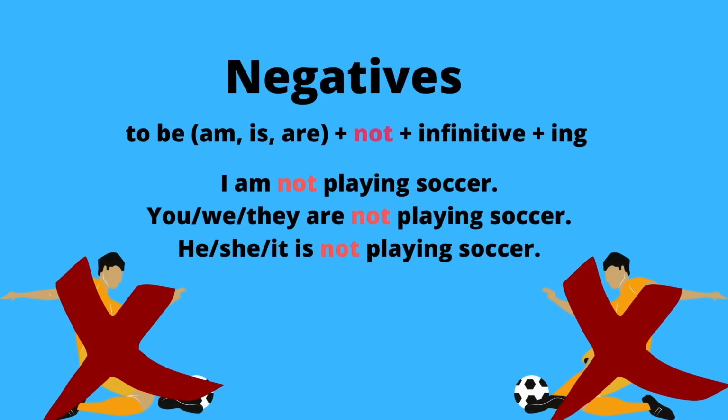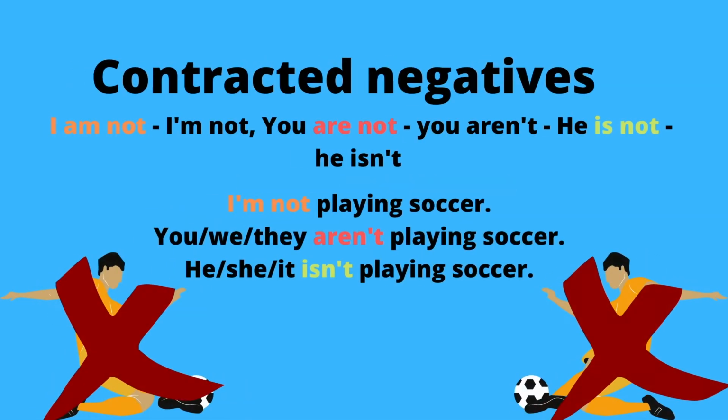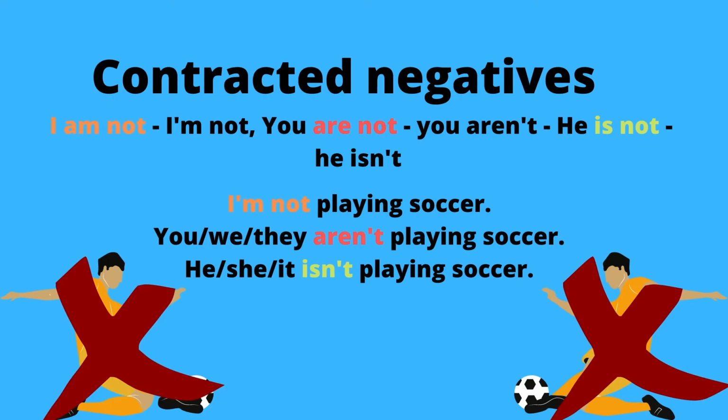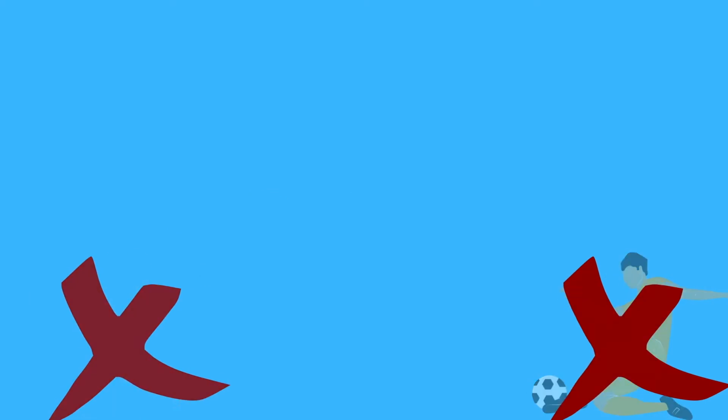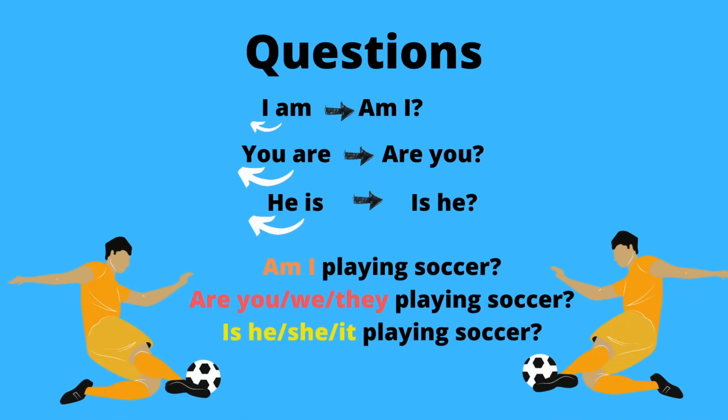Of course, negatives can also be formed with not. So I am playing soccer becomes I am not playing soccer. Or you are not. Or he is not playing soccer. Contracted form, I'm not playing soccer. And you could also use some slang term, don't quote me on this, but I ain't playing. I ain't playing soccer. You aren't playing soccer. He isn't playing soccer.